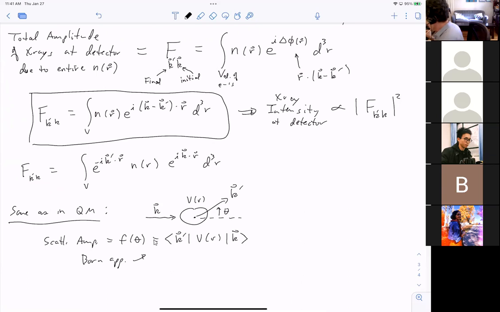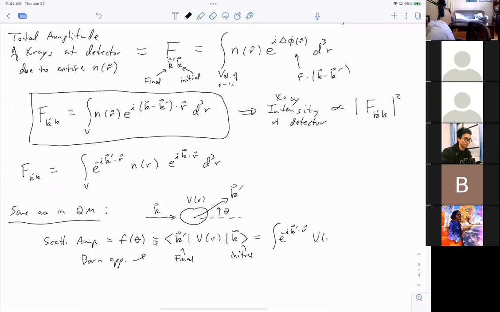It's this matrix element. And this is a very famous result, because if you write it out using the rules of quantum mechanics, this is the initial state, and this is the final state, and that becomes e to the minus i k prime dot r. That's the final state. I'm sorry, that's the final state.